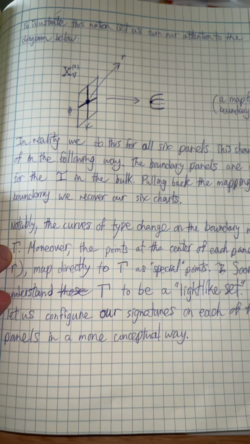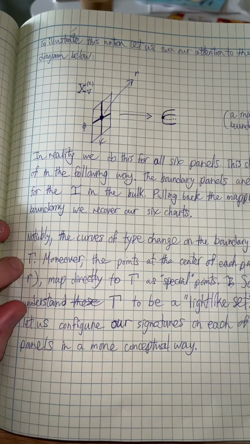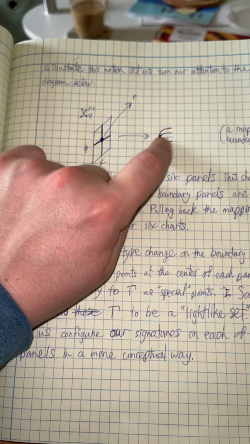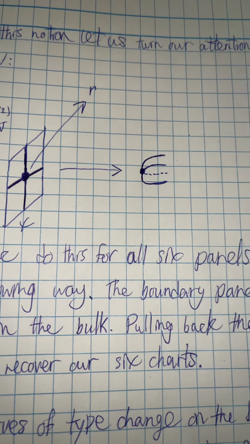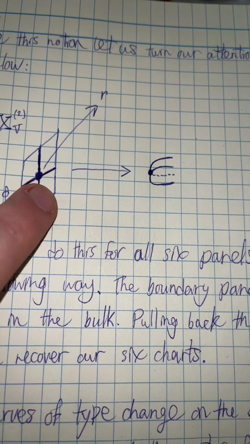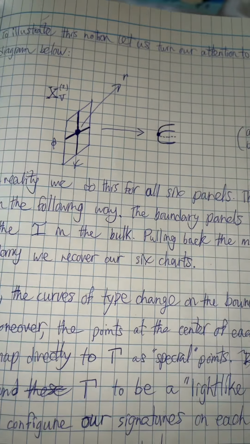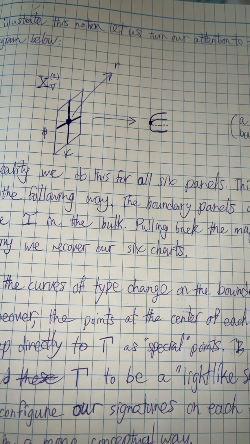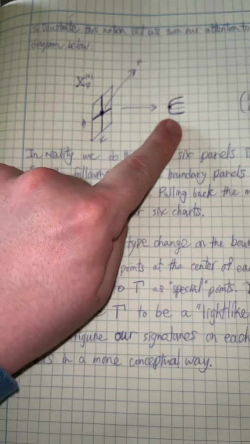Now, the curves of type change on the boundary map onto gamma, right? So this is sort of like a piece of gamma, if you can see. So that would be 1, 2, 3, 4. It'd be like 4 edges out of the totality of gamma, which is 12 edges, the octahedral graph. So this is like a piece of that graph.